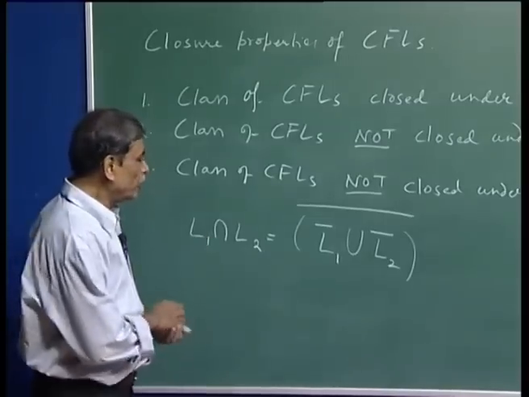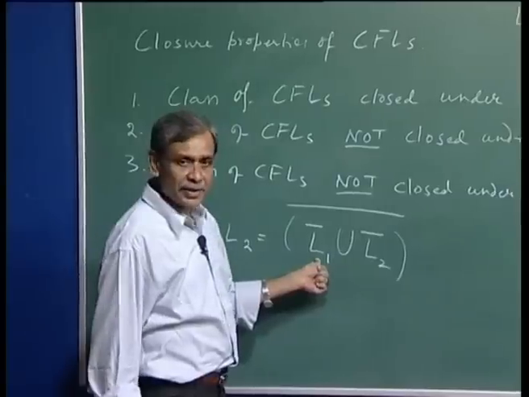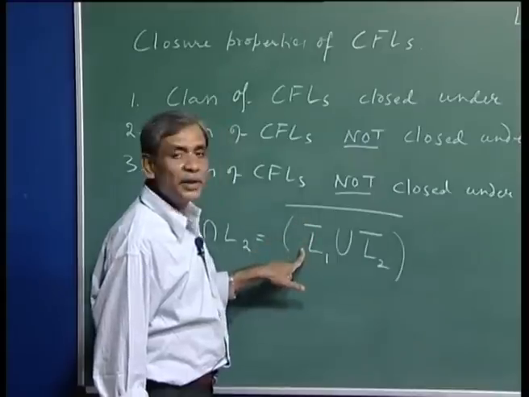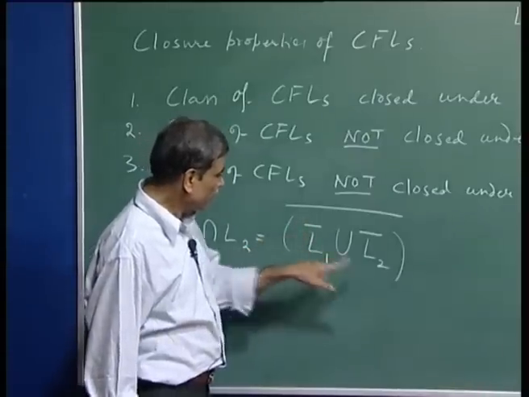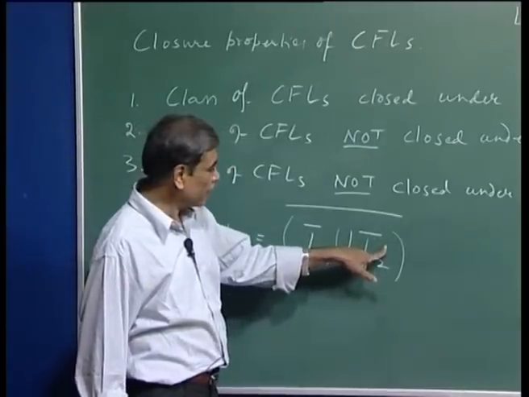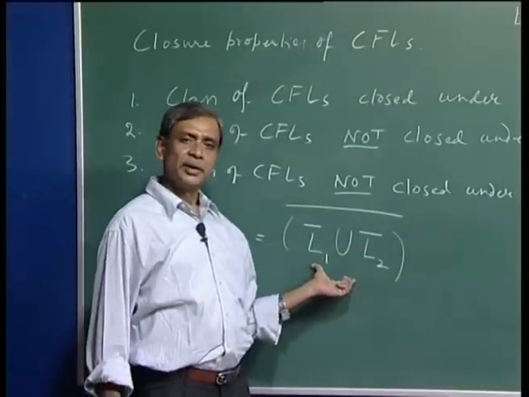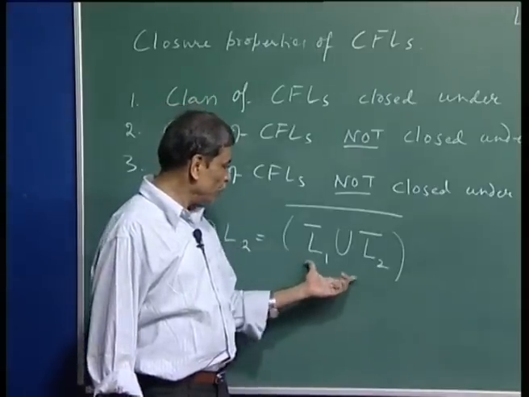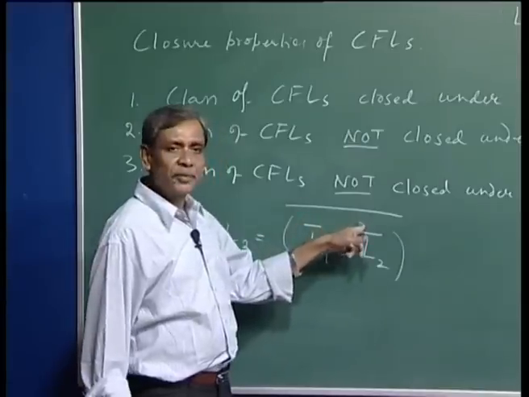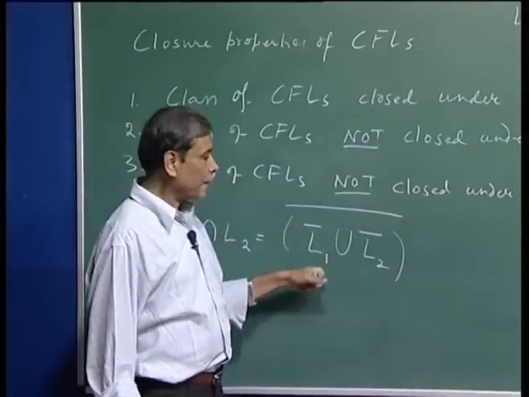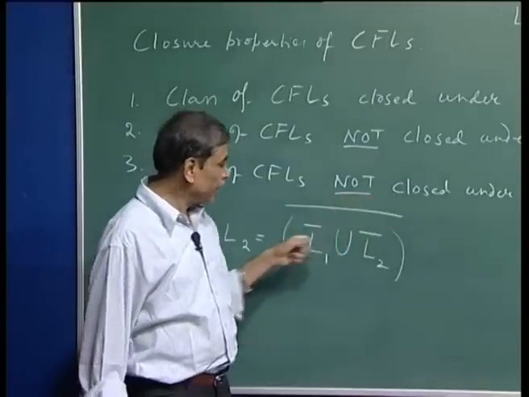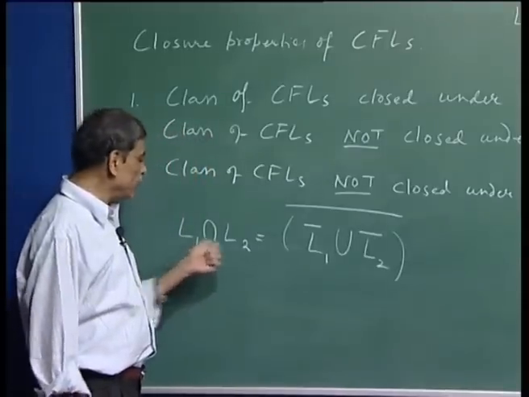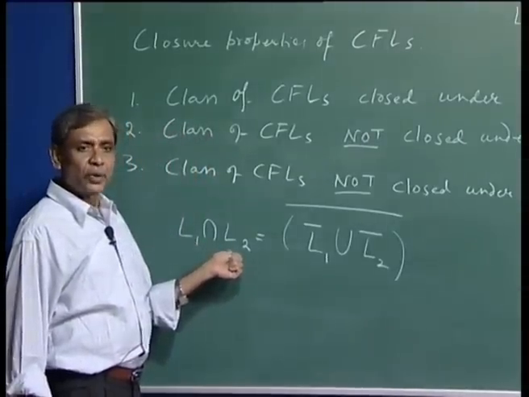So, now suppose L1 and L2 are context free languages. If the class was closed under complementation, then L1 complement and L2 complement would each be a context free language. You are taking their union, which we know preserves context freeness, so this whole thing will be context free. Again, you are taking a complementation of a context free language, which by assumption would again be context free. So then what would it mean? That L1 intersection L2 would also be context free.